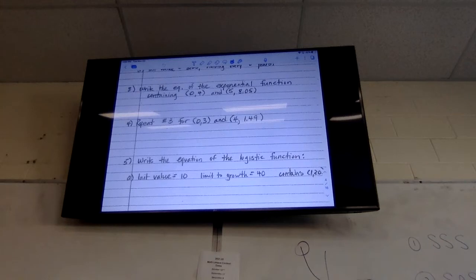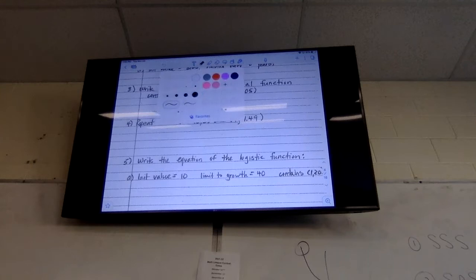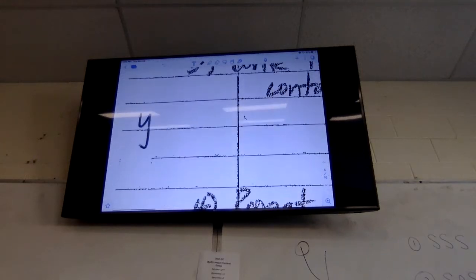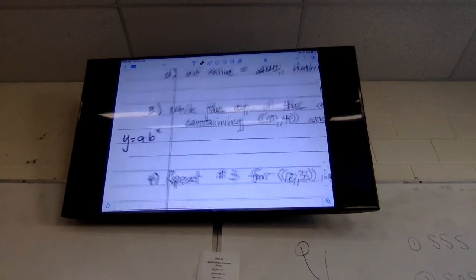I'm looking at the one that says, write the equation of the exponential function containing the points (0, 4) and (5, 8.05). We just did this on our homework. Remember, an exponential function is in the form of y equals a times b raised to the x. So we're going to use that in order to solve.